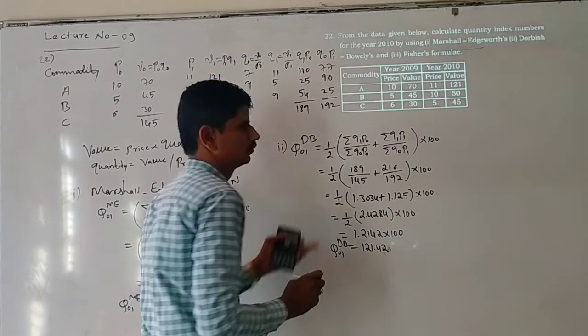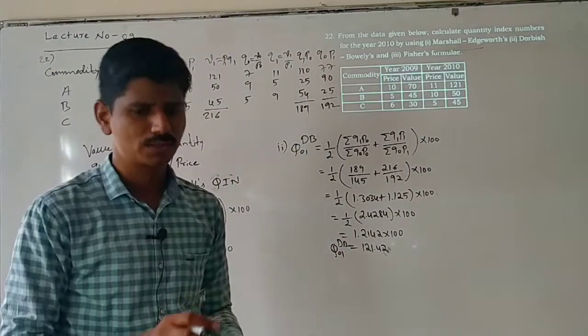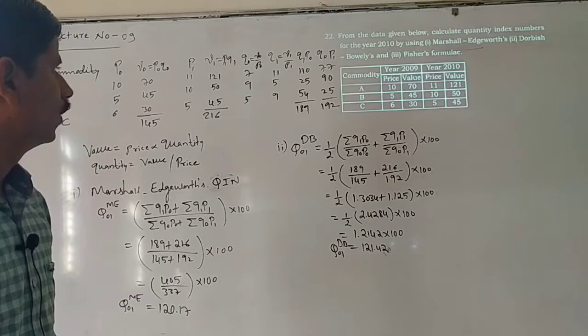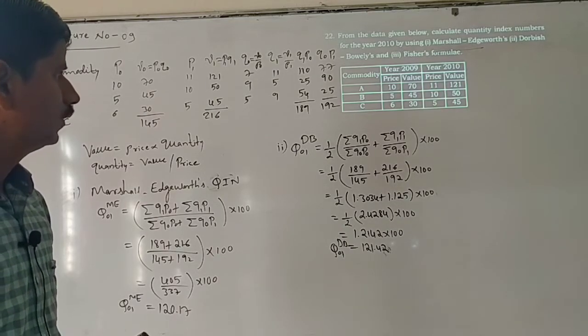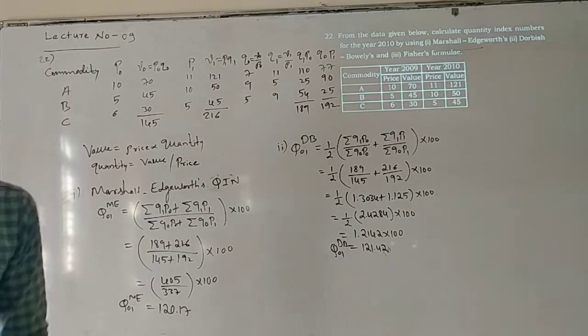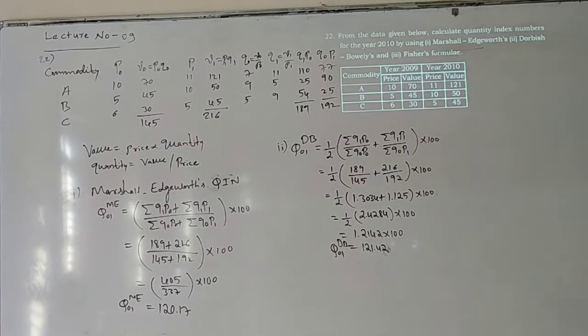Drobisch-Bowley, that is a 10 marks question. Okay. Next, we have to find Fisher's quantity index number. You have to apply the formula.